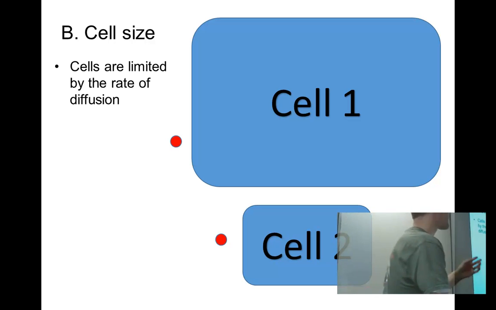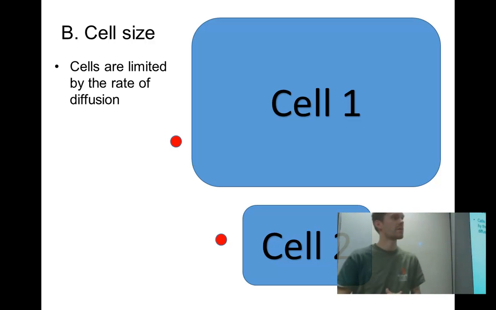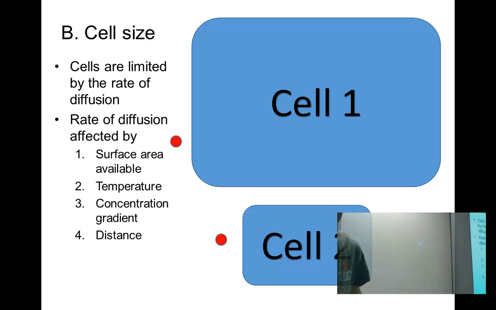But one of the reasons why you don't just have one big cell is because they're limited by certain functions. One of them is the rate of diffusion. Okay, and the rate of diffusion is affected by surface area to volume ratio, temperature, concentration gradient, and distance. So in this cell, let's say this is a molecule of oxygen, and this is an aerobic cell, so it needs that oxygen. And let's say that oxygen needs to go to the organelle that needs oxygen. Well, we haven't gone over this yet, but what organelle needs oxygen?